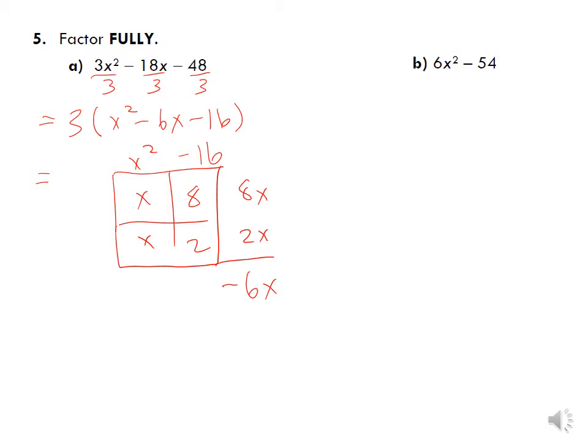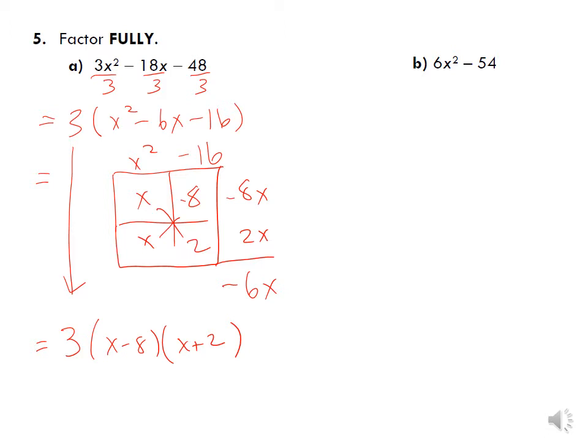Now we're really close. 8 plus 2 is not negative 6, but if we make that 8 negative, if we check on our calculator, negative 8 plus 2 is definitely negative 6, and if that's negative 8, that's got to be negative 8. And again, don't forget this 3 that we common factored out, it's got to go out front. And our diagonals, x minus 8 and x plus 2. And we have factored it.